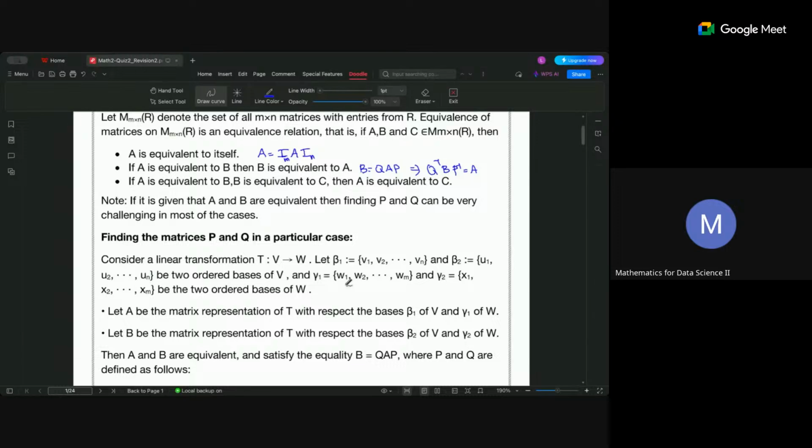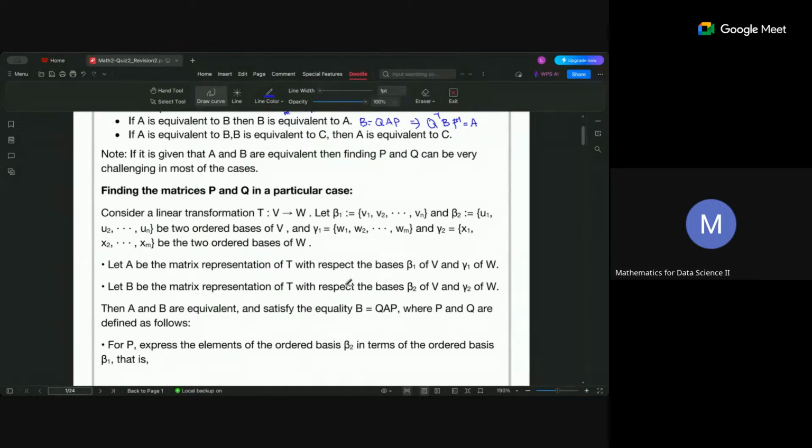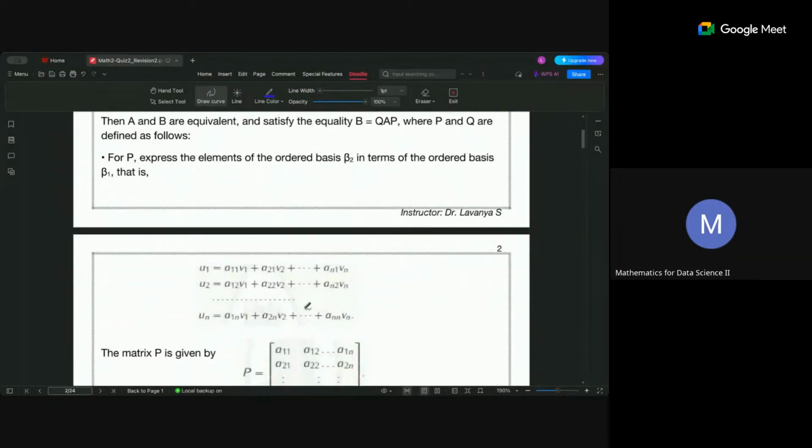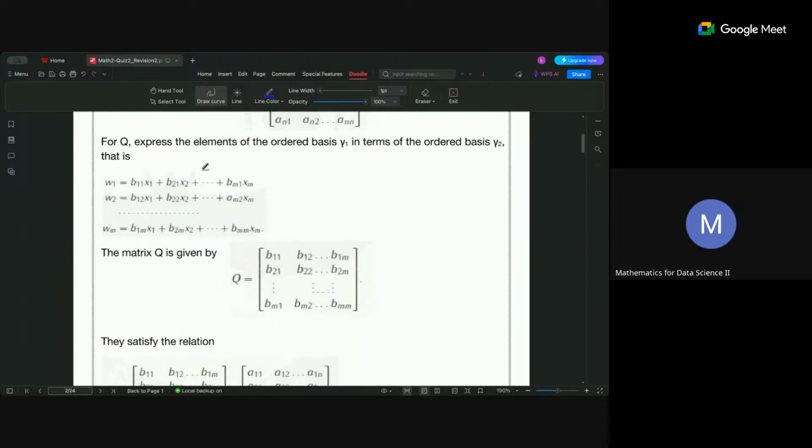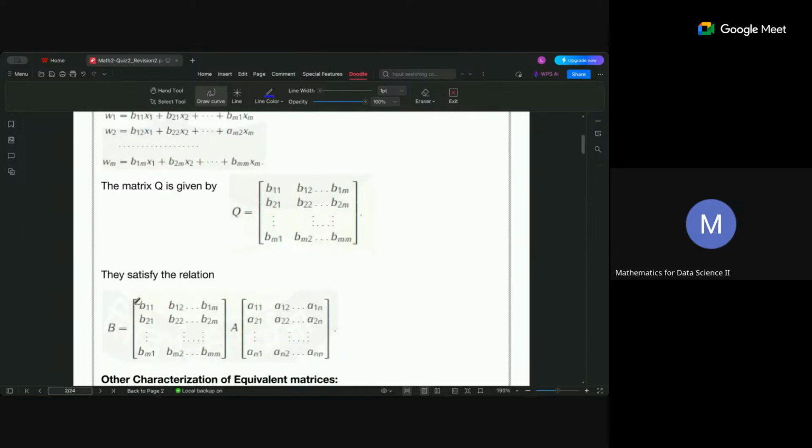In that case, without any verification, we can straightforwardly tell that A and B are equivalent, meaning they satisfy this condition, right? And in this scenario, P and Q can be specifically found in this way. Here P is expressing the ordered basis beta 2 in terms of the ordered basis beta 1. And for Q, you have to express gamma 1 in terms of gamma 2.